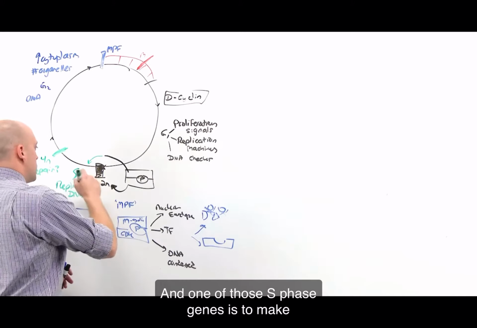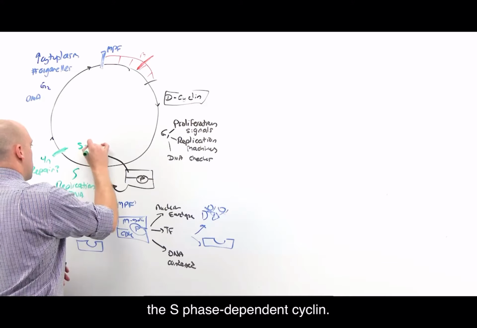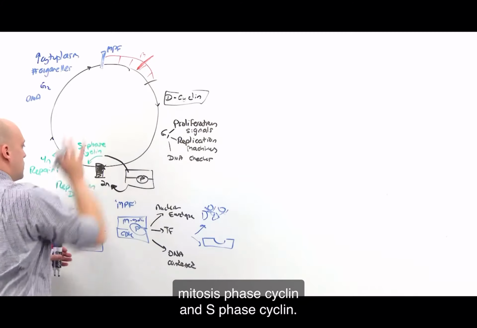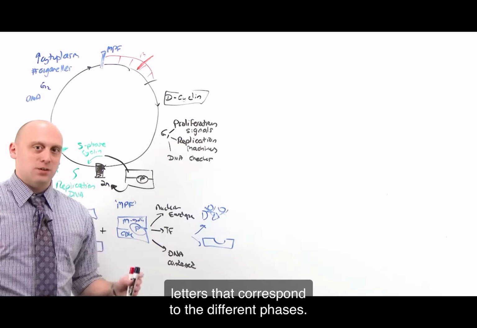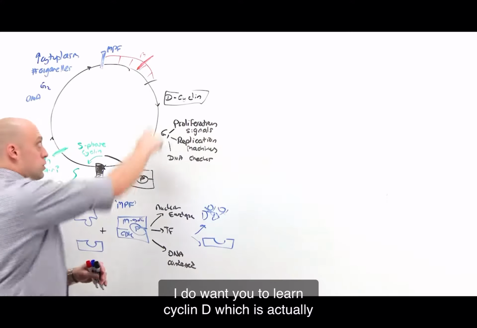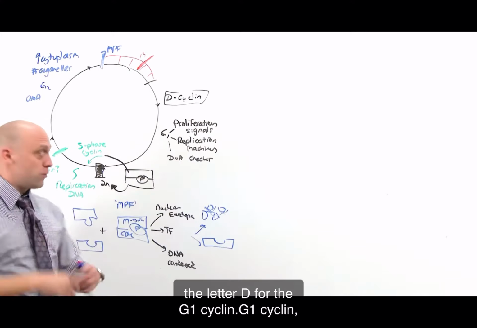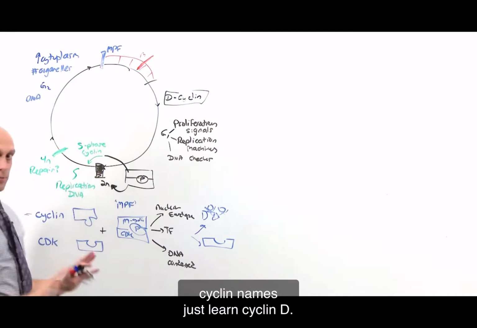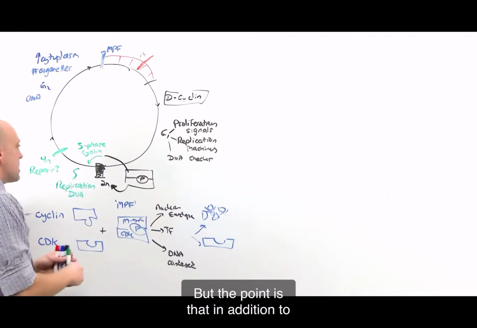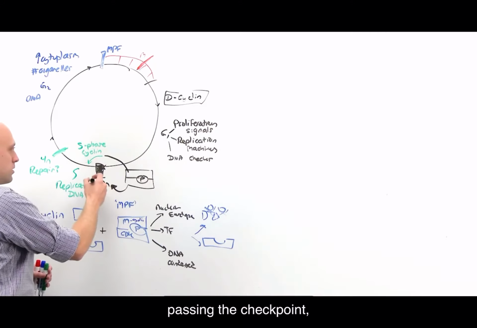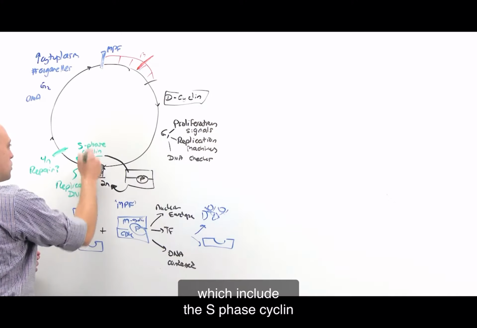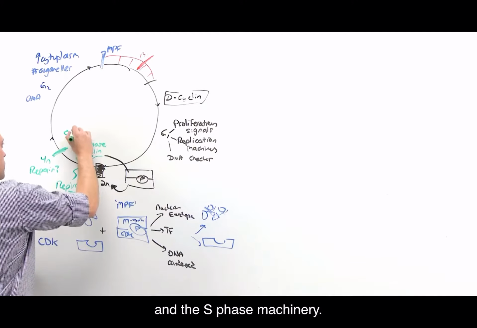And one of those S-phase genes is to make the S-phase dependent cyclin. Now, I've used M-cyclin and S-phase cyclin to mean mitosis phase cyclin and S-phase cyclin. I don't want you to learn the different cyclin letters that correspond to the different phases. I do want you to learn cyclin D, which is the letter D for the G1 cyclin. G1 cyclin, cyclin D is what it's actually called. I don't want you to learn the S-phase or M-phase cyclin names. Just learn cyclin D. But the point is that in addition to passing the checkpoint, it also activates the genes of S phase, which include the S phase cyclins and the S phase machinery.